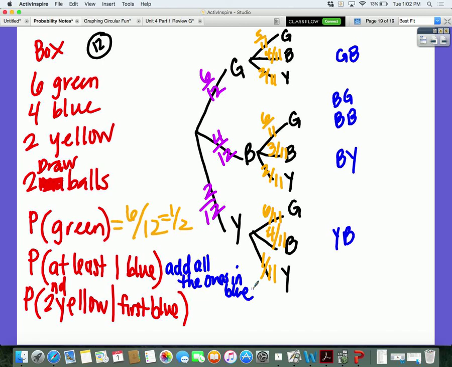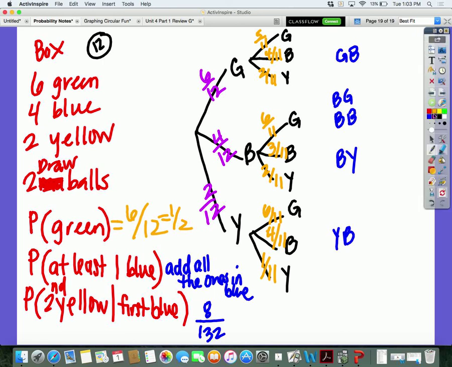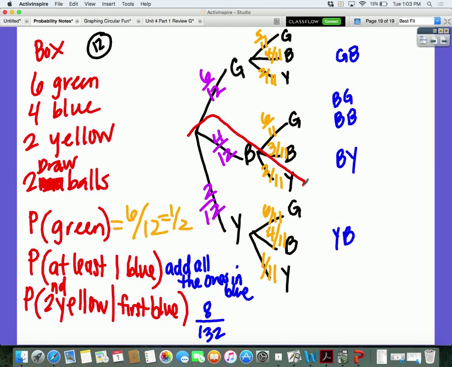Lastly, what's the probability that the second one is yellow given the first one is blue? What's the probability? Only 8... Oh, out of 8... no, that's wrong. 8 out of 121? 30. Try again. 132. Oh, 132. And then of course you reduce that. That answer comes from this right here. So you use tree diagrams to find those out as well.